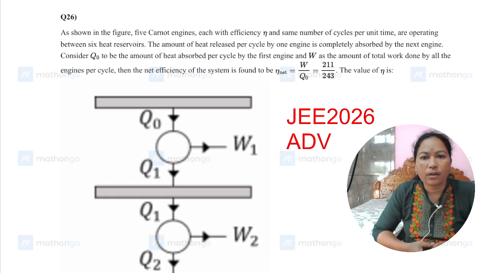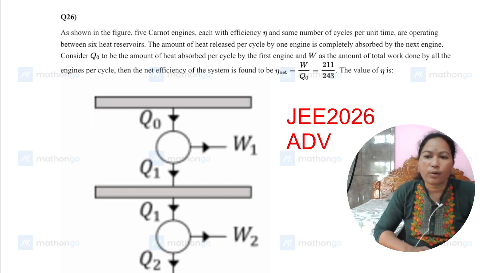Consider Q0 to be the amount of heat absorbed per cycle by the first engine and W as the amount of work done by all the engines per cycle. Then the net efficiency of the system is found to be eta net, that is equal to W by Q naught, that is equal to 211 by 243. Then find the value of eta.